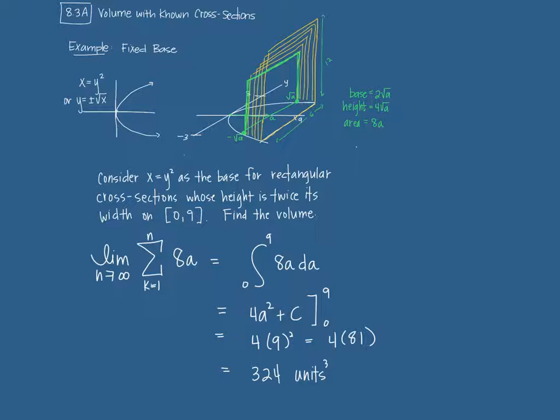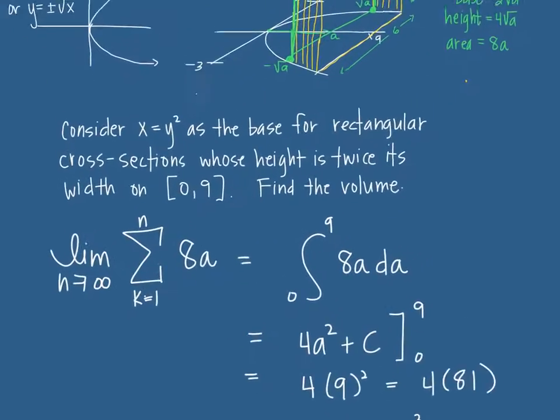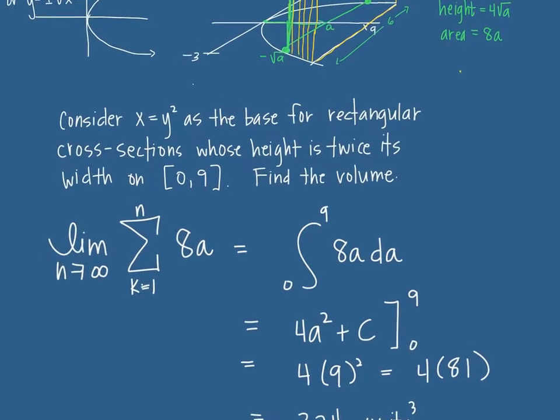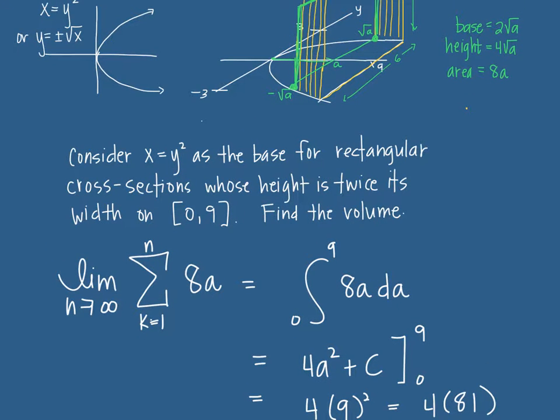I have a question about the limit notation. Why is it the limit of n to the infinity, not n to the 9? Okay, because we don't want just 9 rectangles. We want infinitely many rectangles. In limit notation, I'll put k here. Then you would say on 0 to 9.